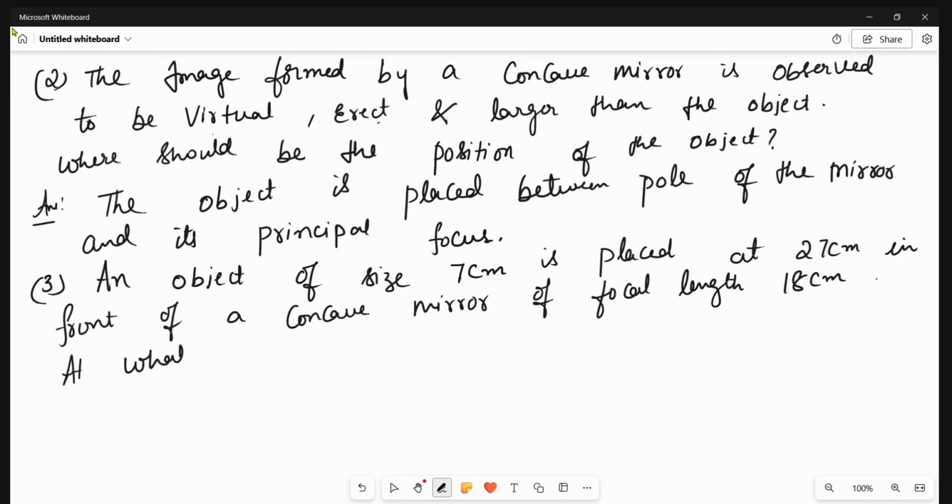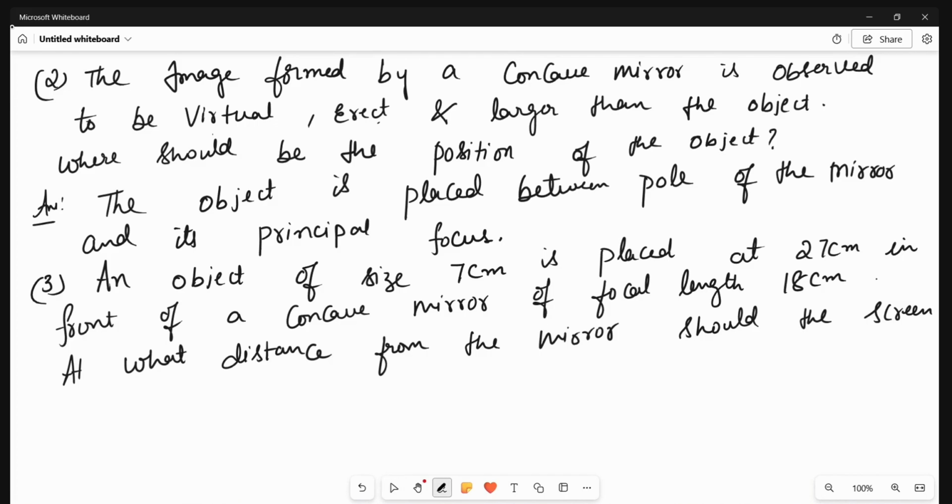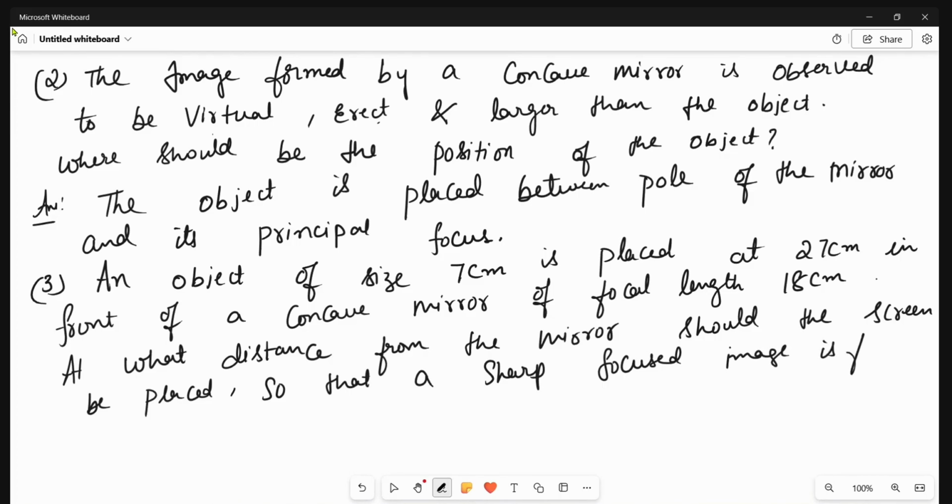At what distance from the mirror should the screen be placed so that a sharp focused image is formed? Find the size and nature of the image.